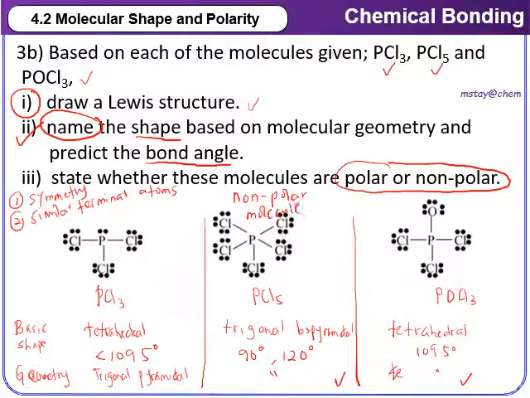While for POCl3, even though the basic shape is symmetrical, the terminal atoms are different because there is 1 oxygen and 3 chlorine. So this molecule is polar. For PCl3, because of the presence of a lone pair electron, this molecule is considered non-symmetrical. If it is not symmetrical, this molecule is polar.